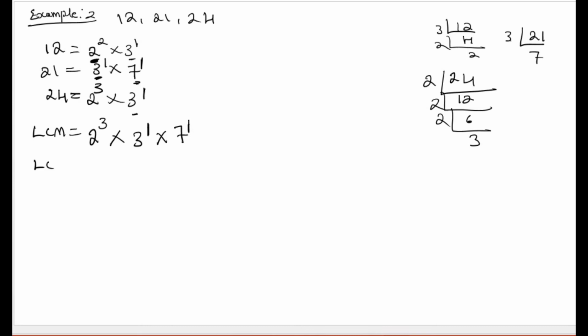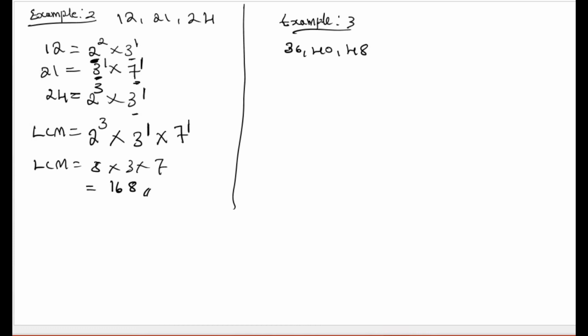So LCM is equal to 2 cube, how much? 8, into 3, into 7. Okay, multiply this, you will get 168. Therefore LCM for these three numbers is equal to 168.